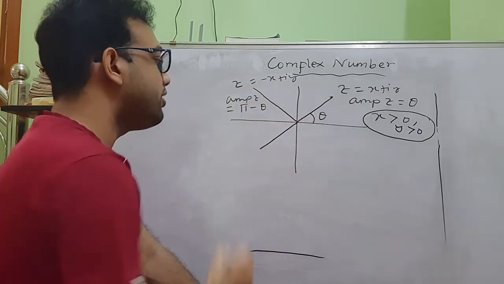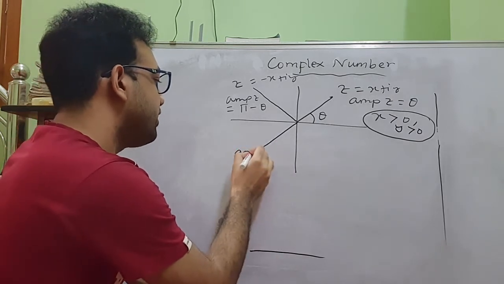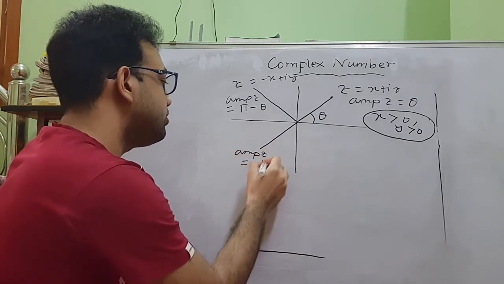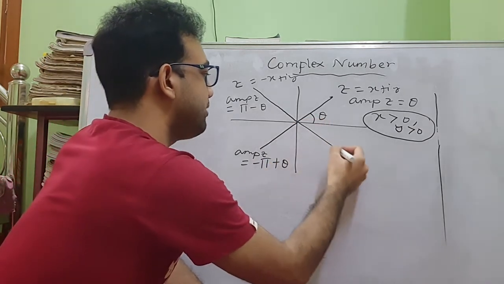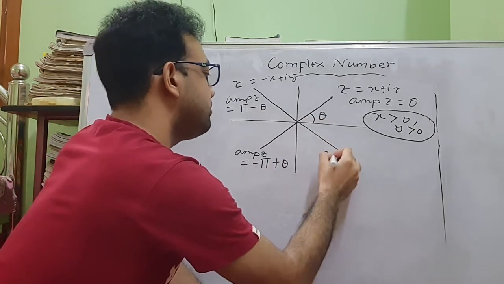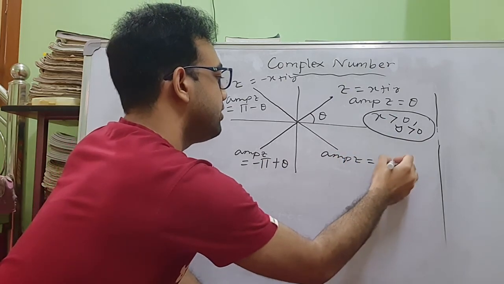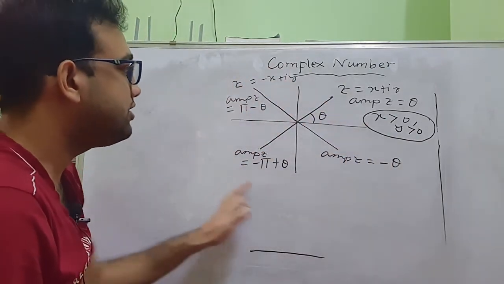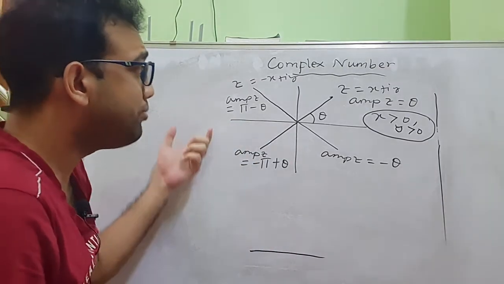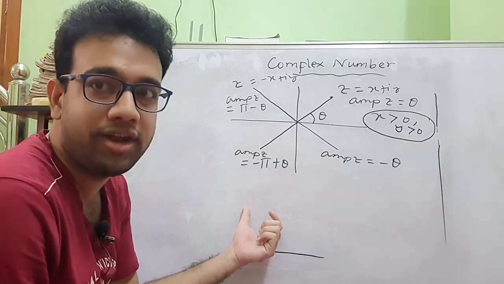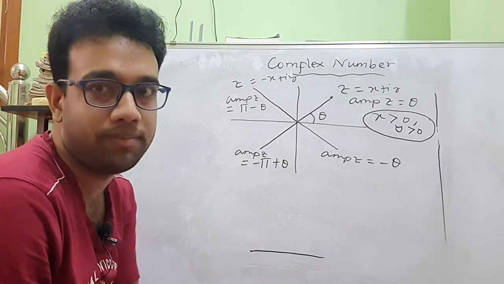Similarly, in the third quadrant, we can define amplitude of z equals minus pi plus theta, and in the fourth quadrant, amplitude of z can be defined as minus theta. These are the formulas you have to remember, and using these formulas you can easily calculate the principal amplitude of a complex number.